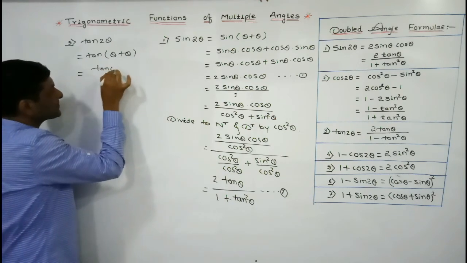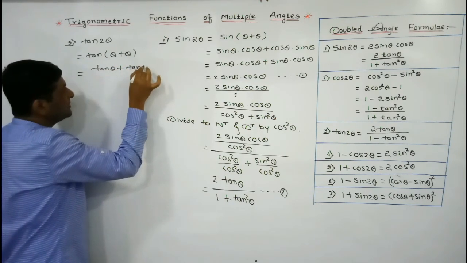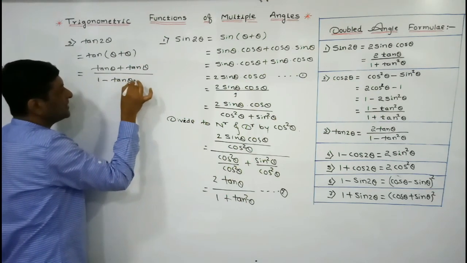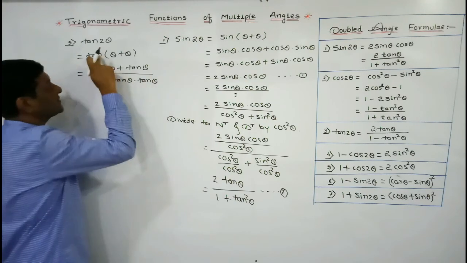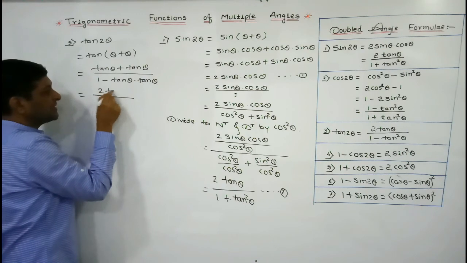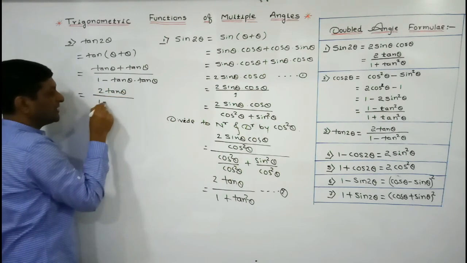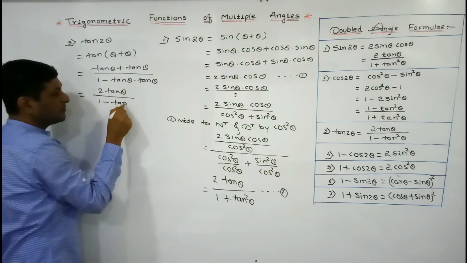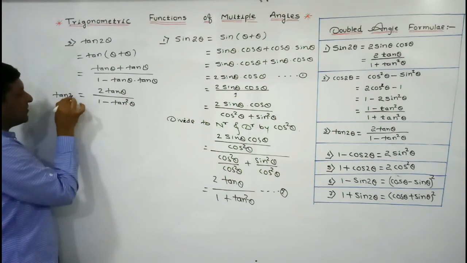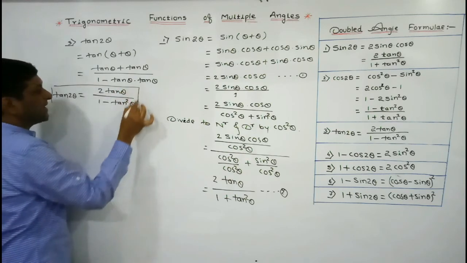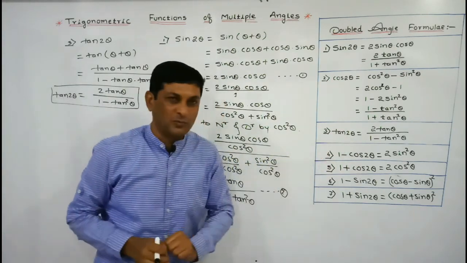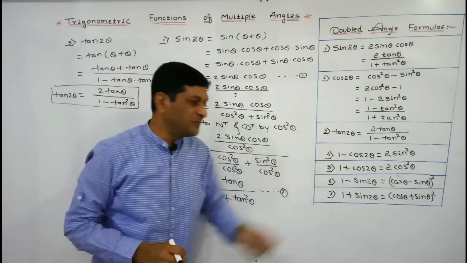And what is the value of tan A plus B? Tan A plus tan B divided by 1 minus tan A into tan B. Here A is theta and B is also theta. In the numerator, tan theta plus tan theta is 2 tan theta, and in the denominator, tan theta into tan theta will be equal to tan square theta. In this way, we have got the value of tan 2 theta is equal to 2 tan theta upon 1 minus tan square theta. So we have proved this third formula also. Now let us try to prove the fourth formula.